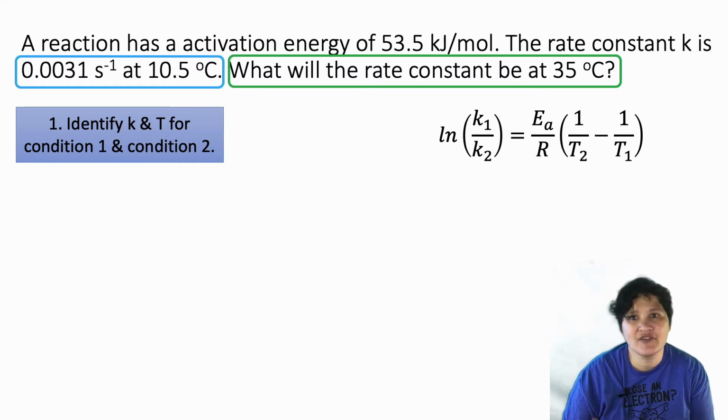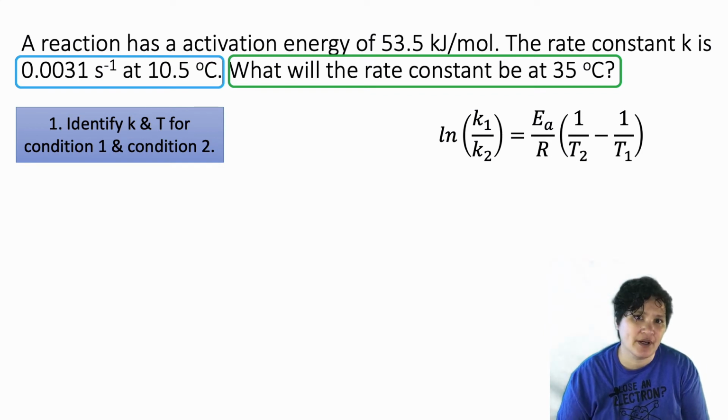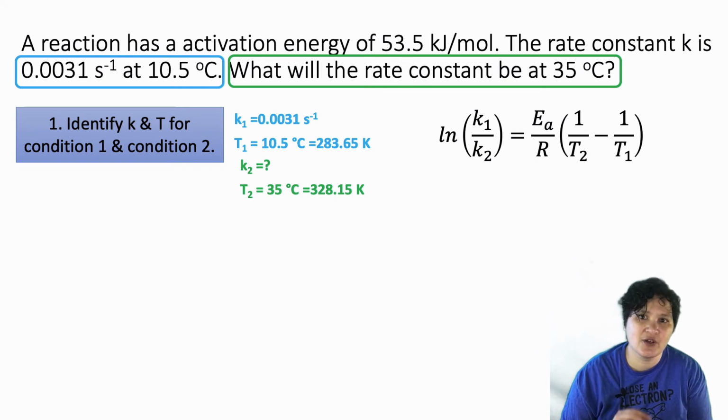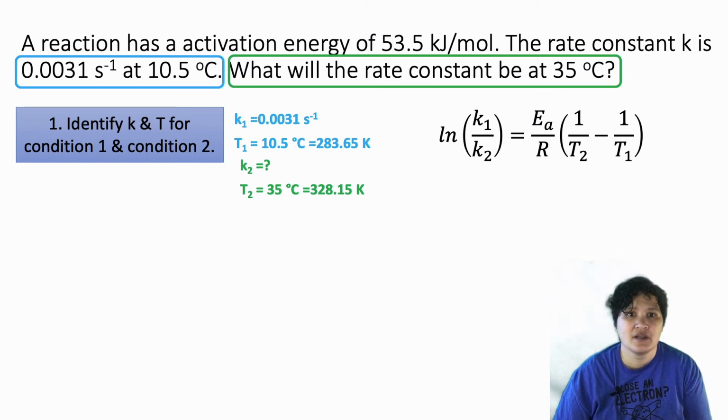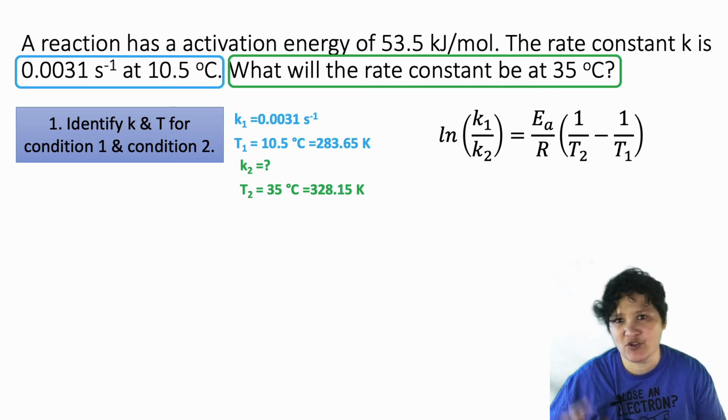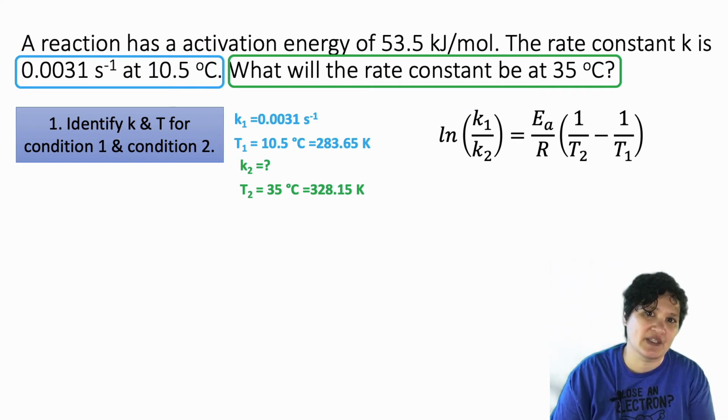So I'm setting the stuff outlined in blue to be K1 and T1. Again, calculating the temperature in Kelvin, even though it's given to me in Celsius. So we know both K1 and T1. We know T2, but we don't know K2. And once again, the disclaimer that it doesn't matter which one is K1, T1, which one's K2, T2. You could swap these and still get the same answer.